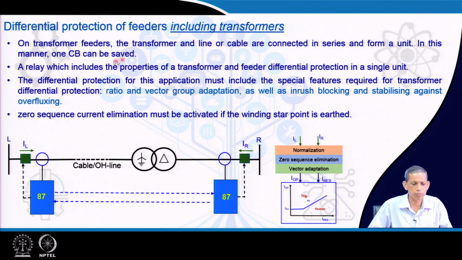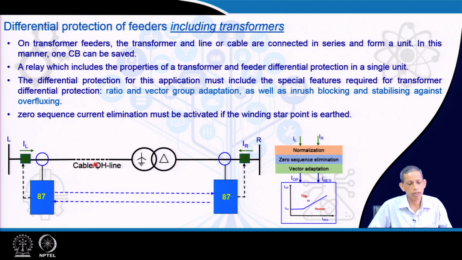Now, I will go to the second example on line differential protection that includes transformers. What we would like to say here is that we have a transformer connected by a feeder or cable of small length, and then we have a bus here and a bus here. In the general transformer case, earlier we were considering only the transformer. Now, here a transformer is connected to an overhead line or cable, maybe of small length.